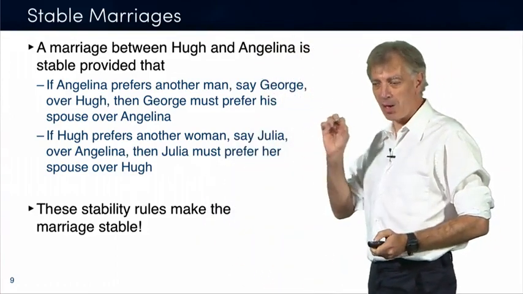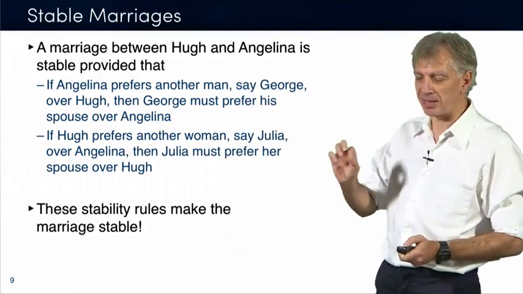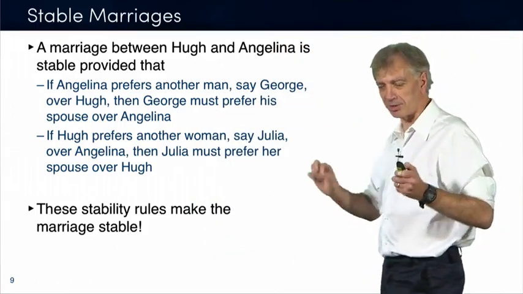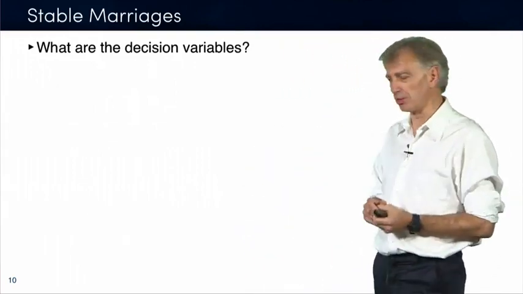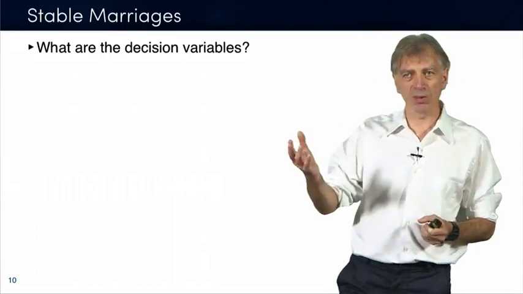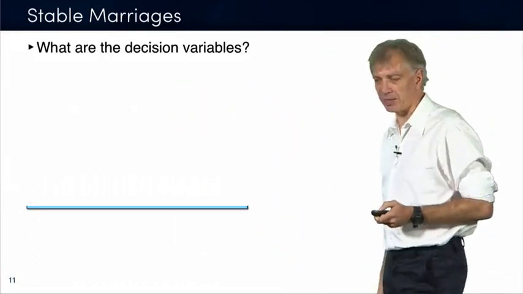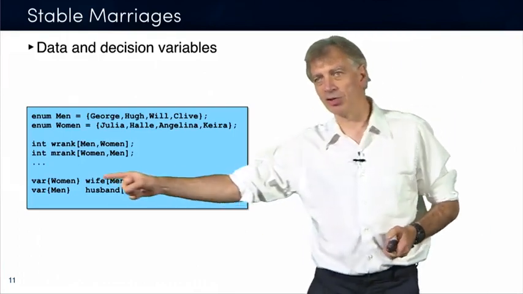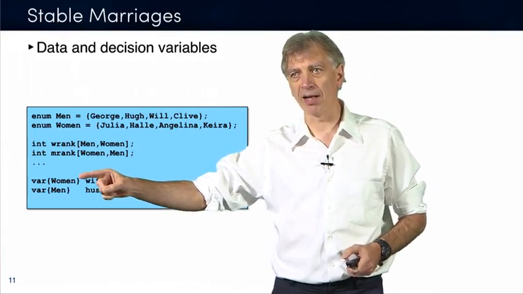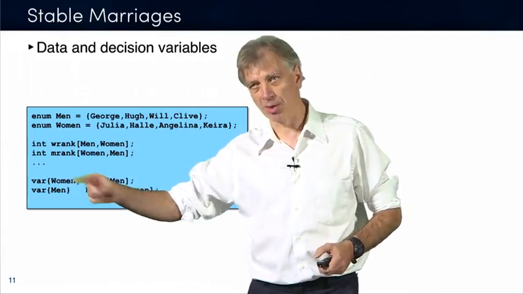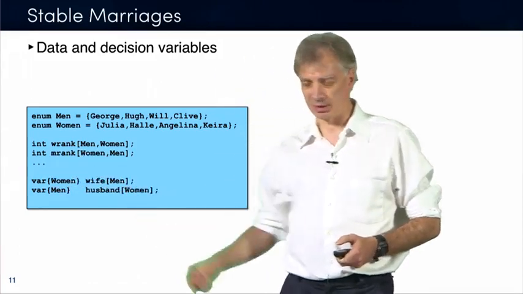We want to write a model here such that we design a set of stable marriages for all these Hollywood stars. So what are the decision variables? Well, there will be 2 sets of decision variables. For every man, we'll find a wife, and for every woman, we'll find a husband. That's what you see at the bottom here. For every man, you find a wife, which has to be a woman in this particular case. And for every woman, we have to find a husband, which is in this particular case a man.